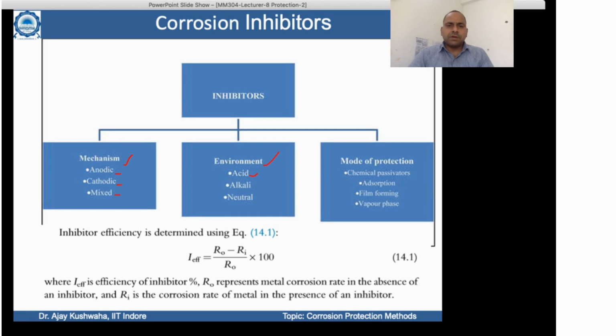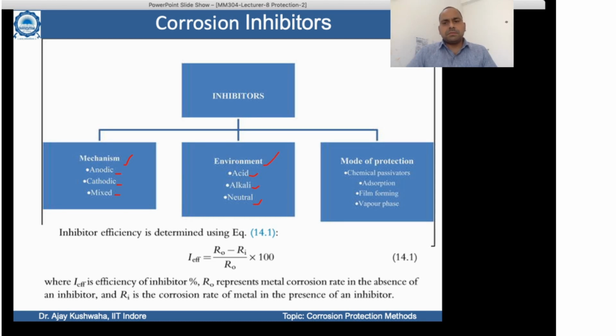So if an acidic environment is there, then how is the inhibitor going to help and reduce the effect of the acid? Similarly, if it is an alkali or alkaline atmosphere, then how is it going to work? Similarly, if neutral. And the third is the mode of protection, like how it is helping or what kind of protection it is providing to the metal.